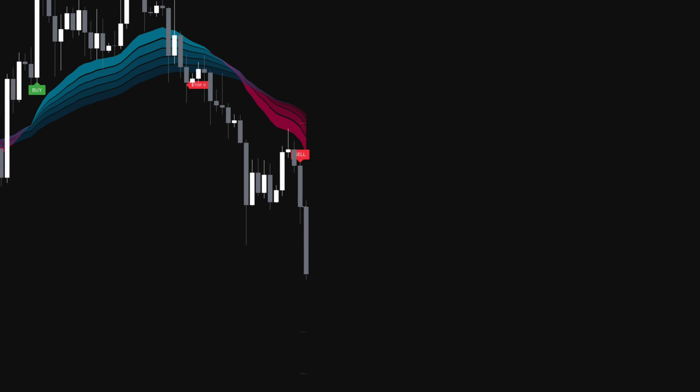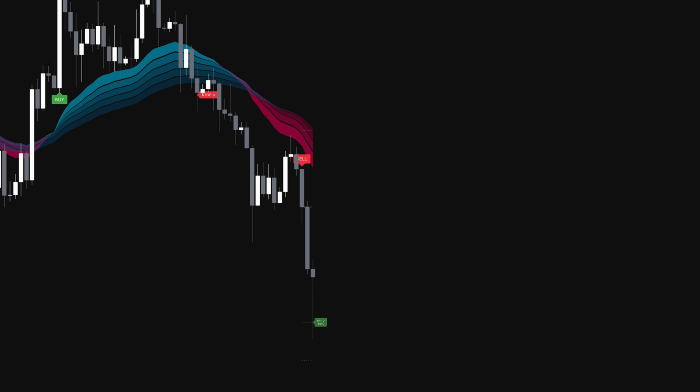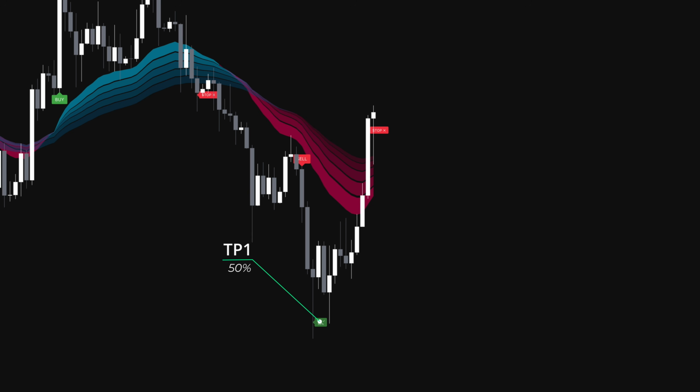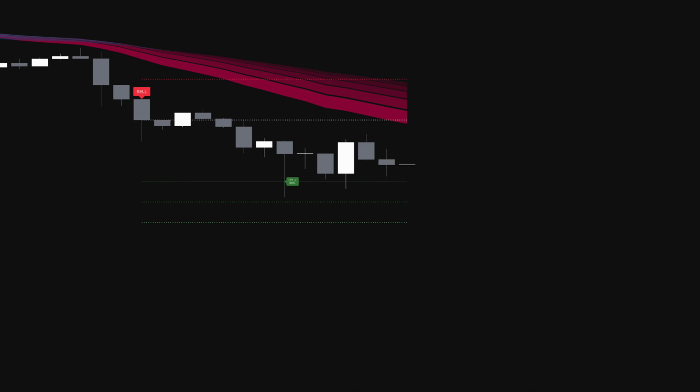Why does this matter? It locks in profit early while keeping upside exposure. If the trade reverses after TP1, you've already banked half your position. If it keeps running, the remaining portion captures the extended move.